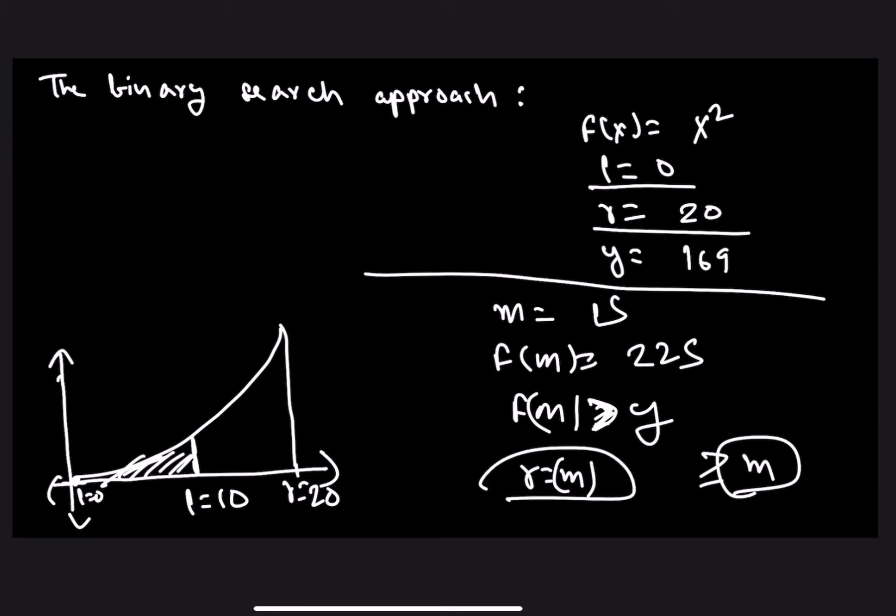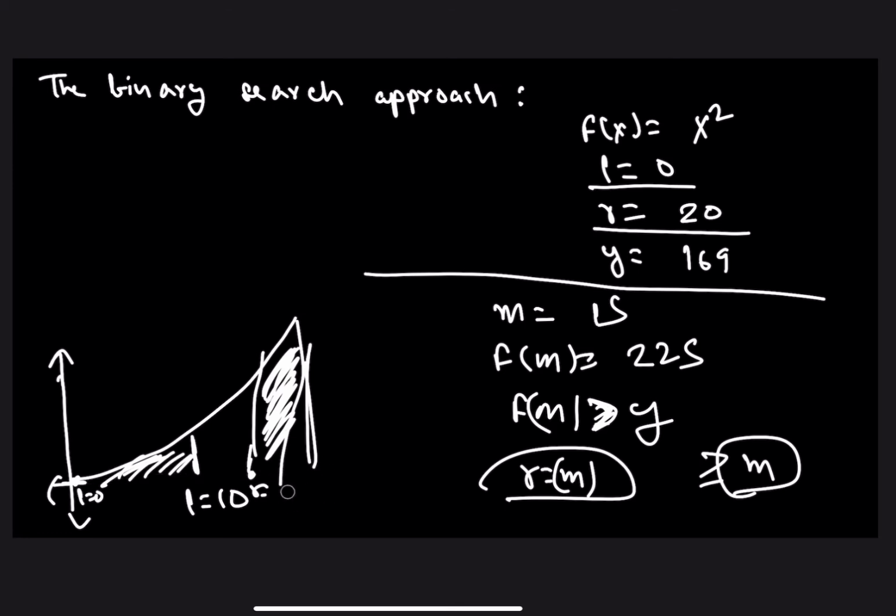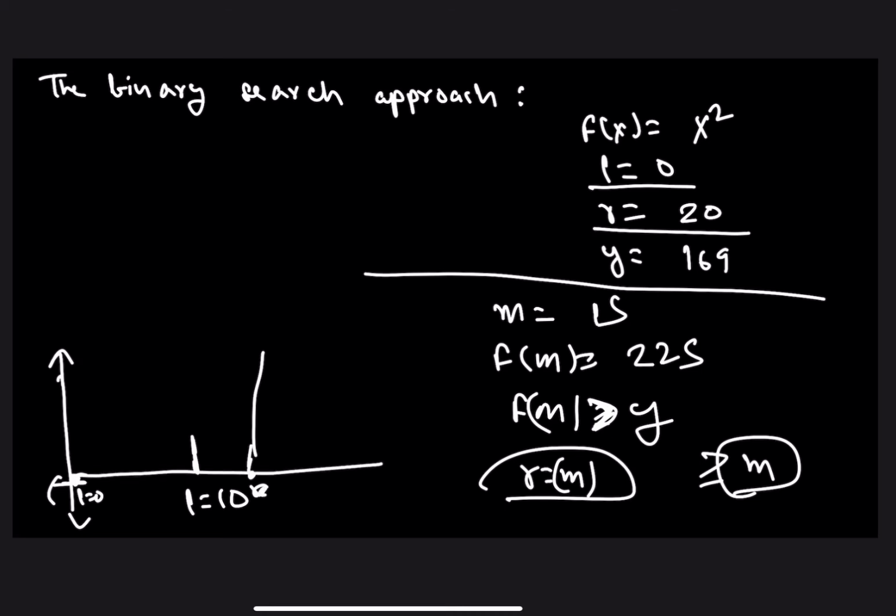So I moved the right pointer of the search space to m, that is m equals 15, and I will eliminate this entire thing over here. Let's clean this up and redraw this for a cleaner look. R equals 15, and it will look something like this. If you notice, I again halved my search space from 10 to 5.